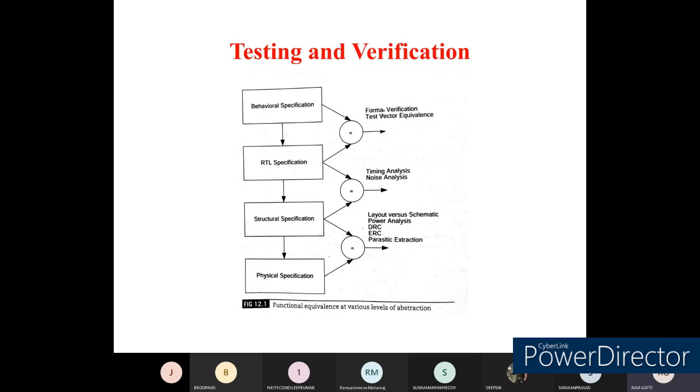For these physical specifications, whether the product we have designed is working properly or not, we check based upon different test parameters. Okay, so these are the testing and verification methods we use in the VHDL or Verilog design implementation flow diagram.